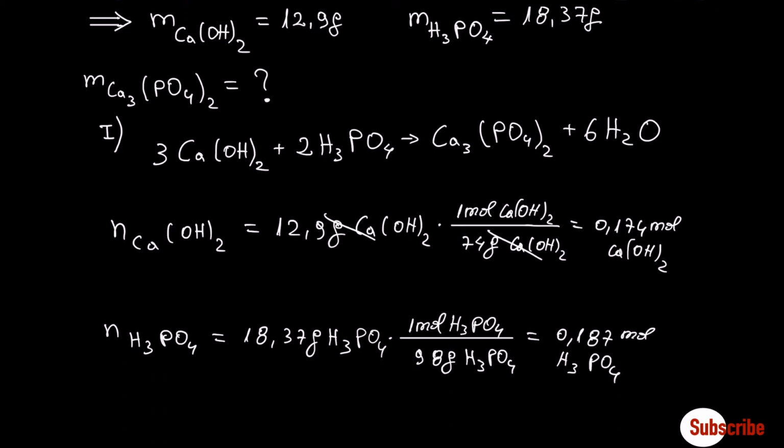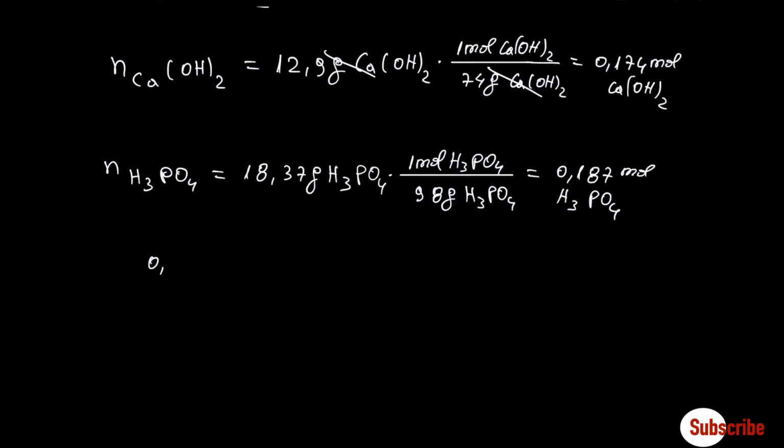In order to find the limiting reactant, we have to divide this number of moles by the corresponding coefficient in the balanced equation. Whoever has the smallest ratio is the limiting reactant. And from the compound that is the limiting reactant, we are going to run the calculation to calculate the theoretical yield of the reaction.